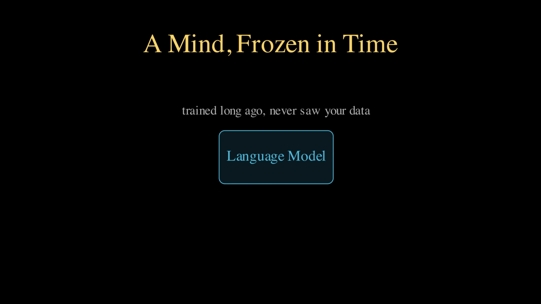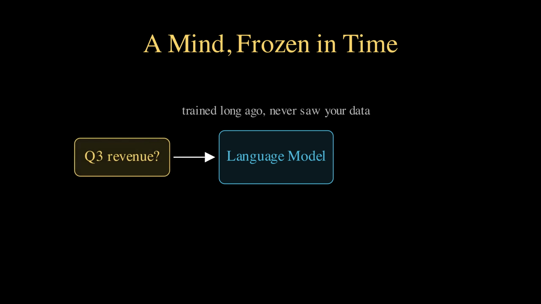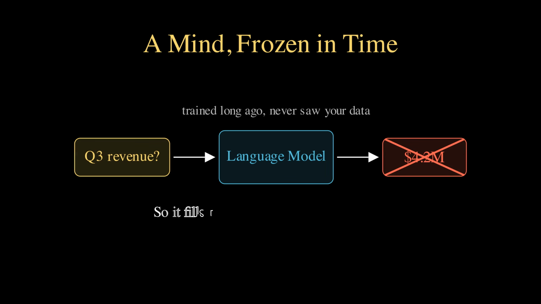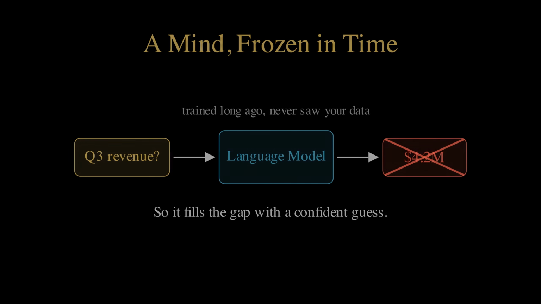Ask a language model what was in your company's quarterly report, and it will answer instantly with total confidence and be completely wrong. Its memory froze the day training ended. It never saw your private data, and instead of admitting that, it fills the gap with a confident guess. So how do we let it answer questions about things it never learned?